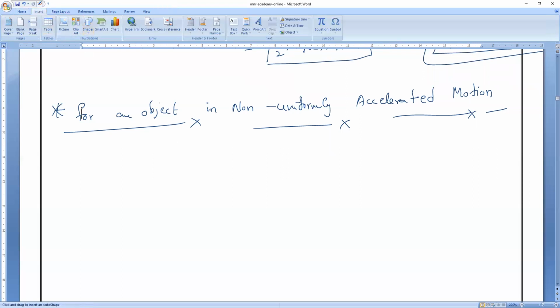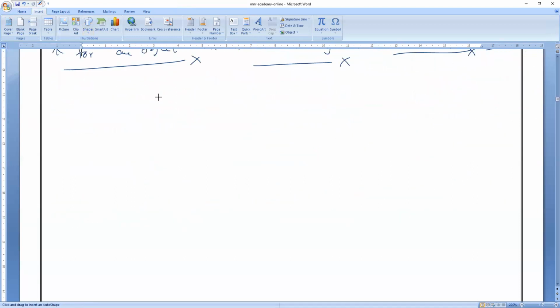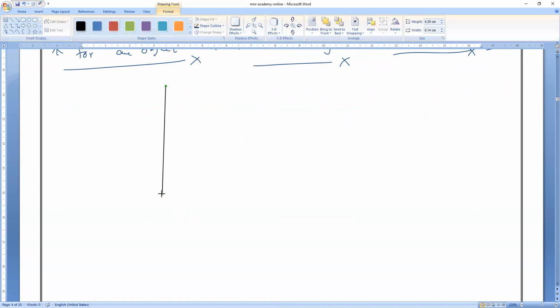Check your graph. At a particular point, we'll draw a tangent. Do you remember? Verify in your notebooks. For velocity, check this distance and time graph. If it is a non-uniform motion, we have drawn a tangent to find the velocity, and in the same way here.